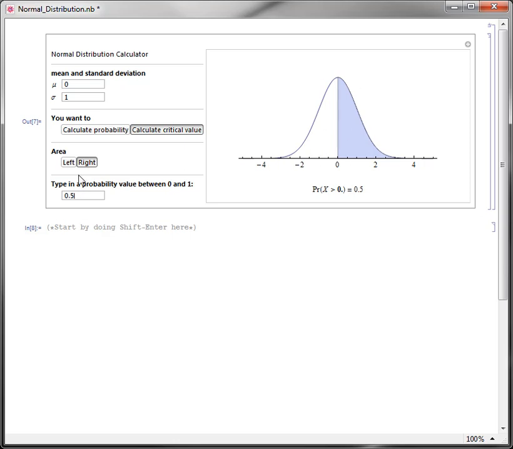Okay, so once again, you can switch between the left and the right tail. So for example, the threshold value associated with sweeping out 95% of the probability to the left of that value is 1.64485. In other words, the probability that a normally distributed quantity with mean 0 and standard deviation 1 is less than 1.64485 is 95%. Okay?